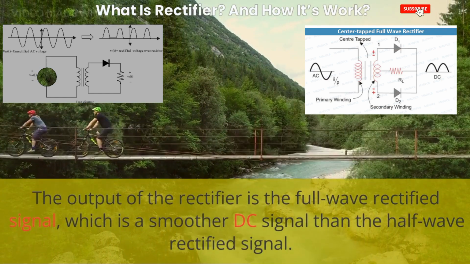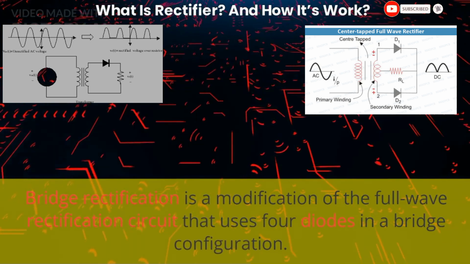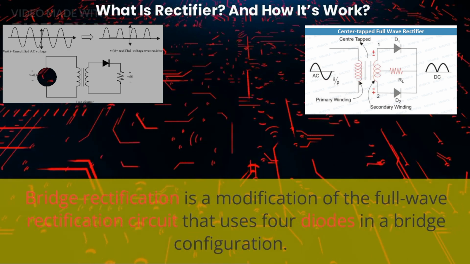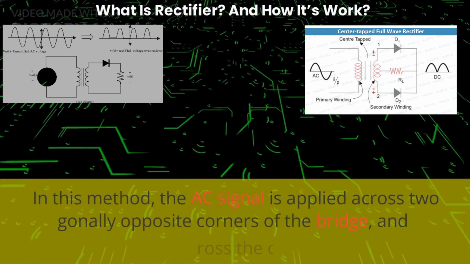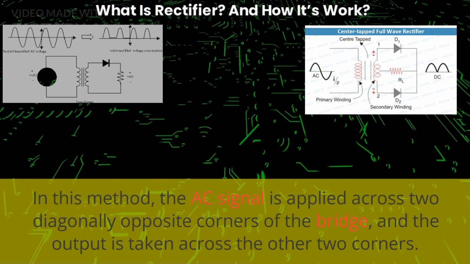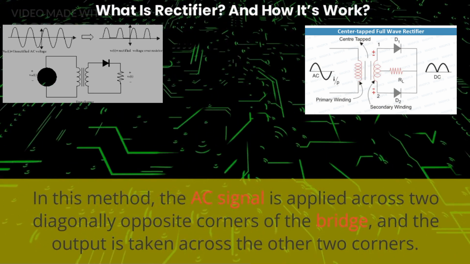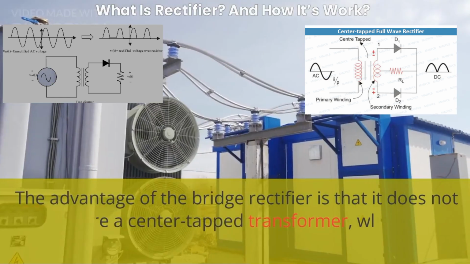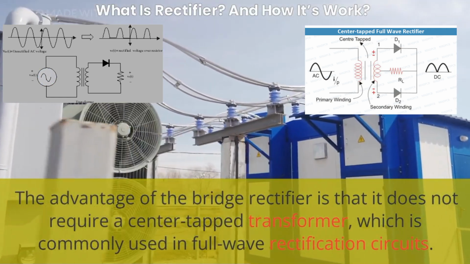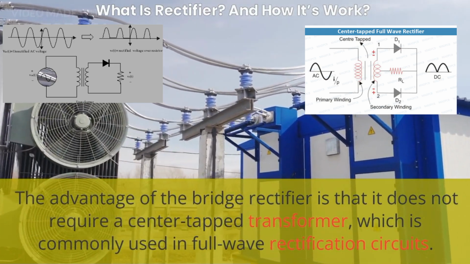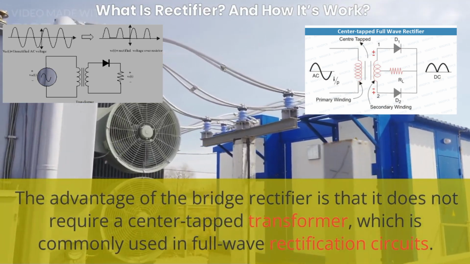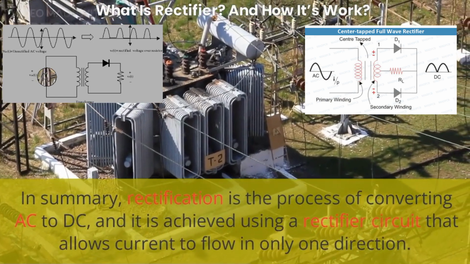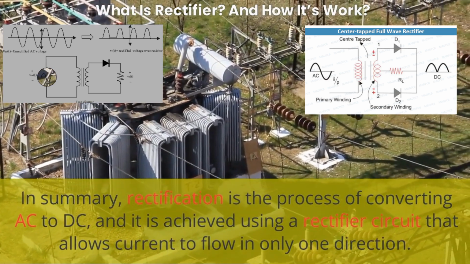Bridge rectification is a modification of the full-wave rectification circuit that uses 4 diodes in a bridge configuration. In this method, the AC signal is applied across 2 diagonally opposite corners of the bridge, and the output is taken across the other 2 corners. The advantage of the bridge rectifier is that it does not require a center-tapped transformer, which is commonly used in full-wave rectification circuits. In summary, rectification is the process of converting AC to DC, and it is achieved using a rectifier circuit that allows current to flow in only one direction.